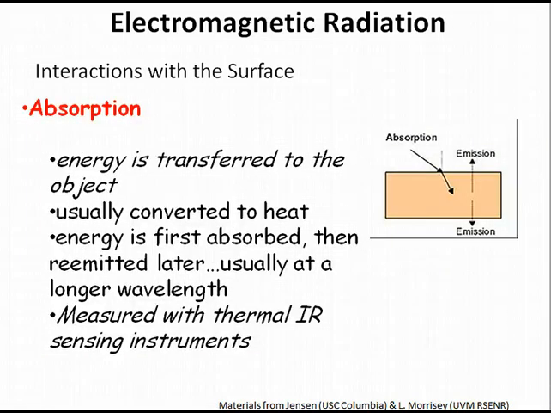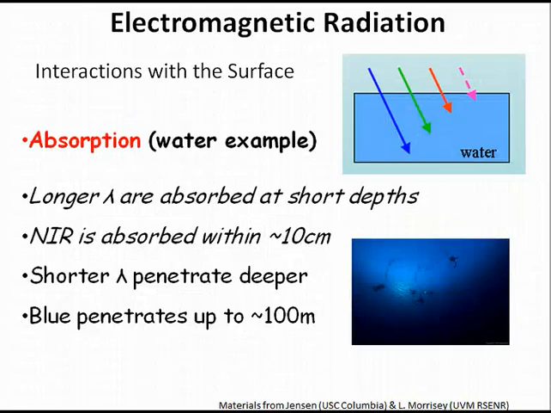When electromagnetic radiation is absorbed, at least part of the energy from that photon is actually transferred to the object. Typically, it's converted to heat and then re-emitted from that material at a longer wavelength, typically in these thermal or infrared wavelengths. Remember that how light interacts with matter is dependent upon which wavelengths you're talking about, and water is a really cool example of that we can see with our own eyes.